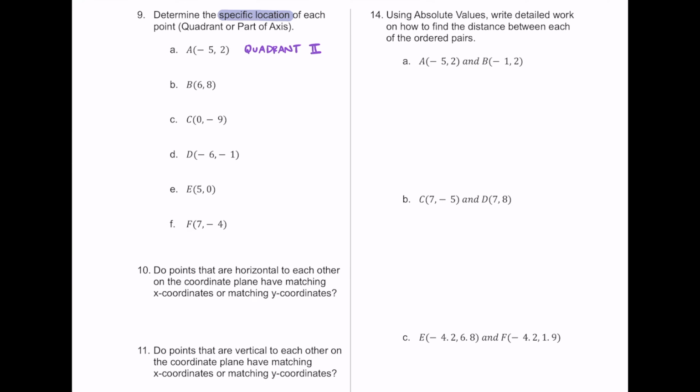For 9b, we have point B at 6, 8. From the origin, we move to the right 6 and then up 8. That's going to bring us to quadrant number 1. That's where the positives are. So go ahead and write quadrant 1 here.